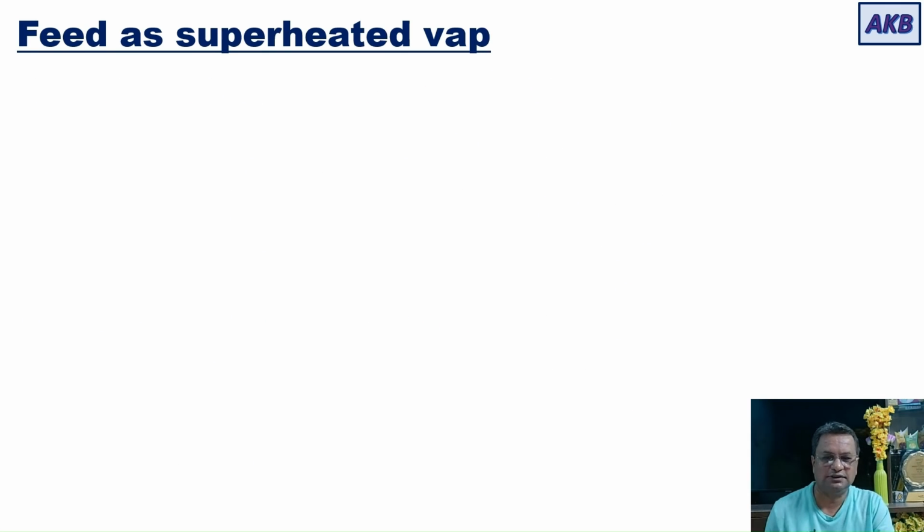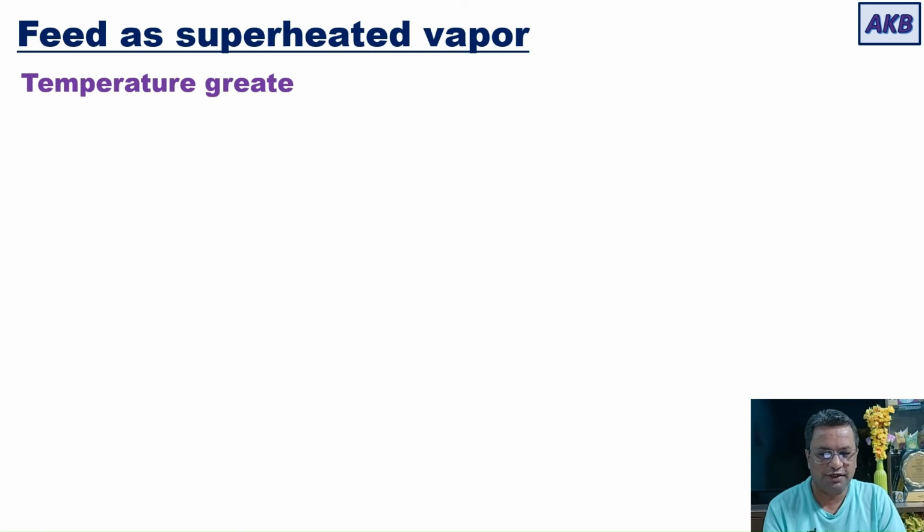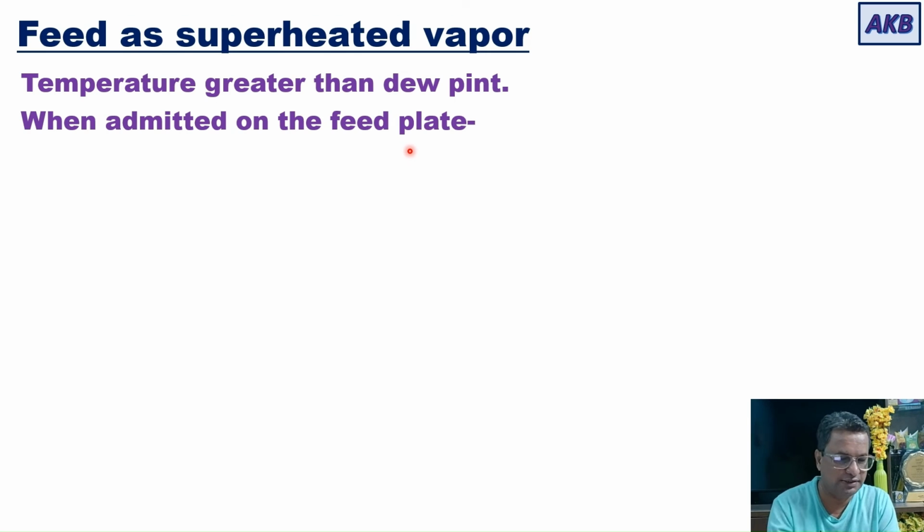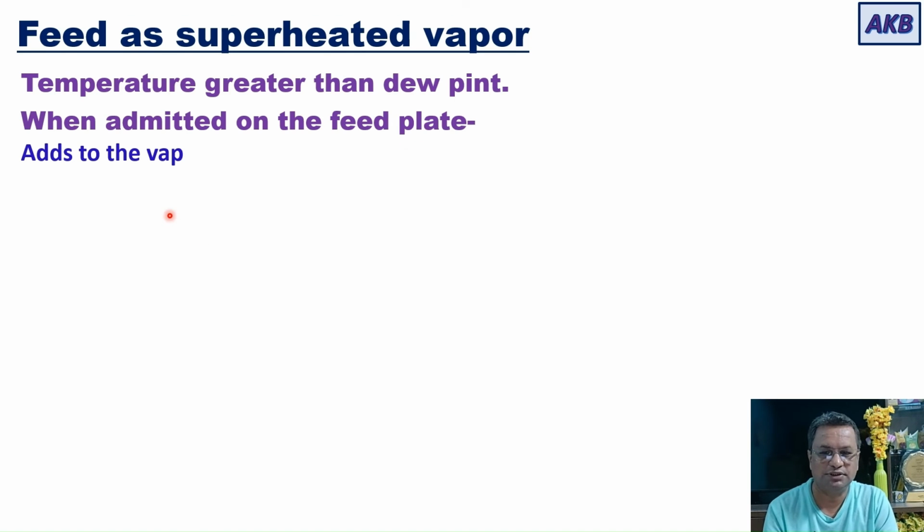Okay, now let us know what will be the value of parameter Q if feed is a superheated vapor. For superheated vapor, the temperature will be greater than the dew point of the vapor. That is the first thing that you have to remember. When you have superheated vapor as the feed, its temperature will be greater than its dew point. So when superheated vapor enters the column as a feed, what happens?